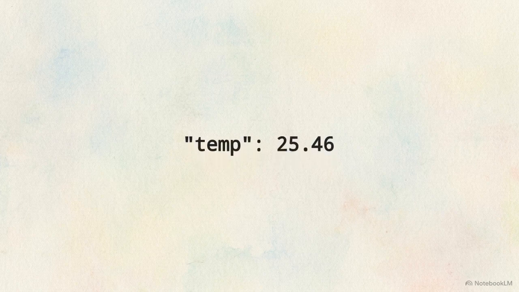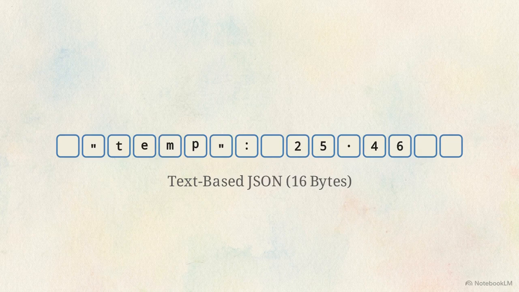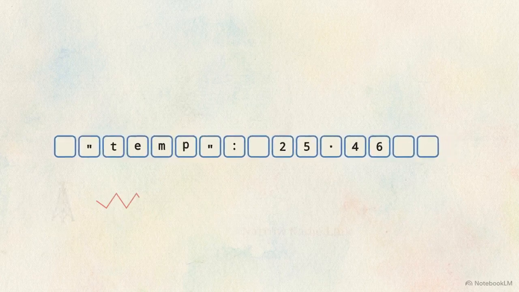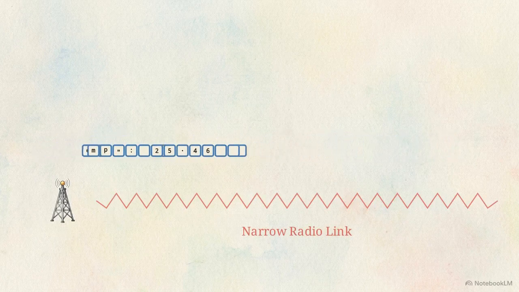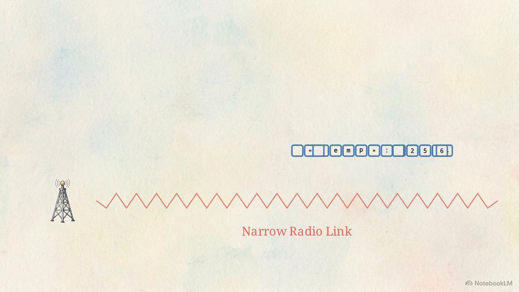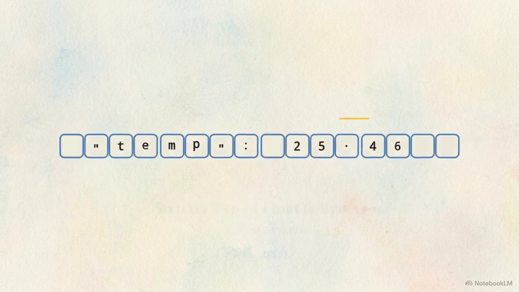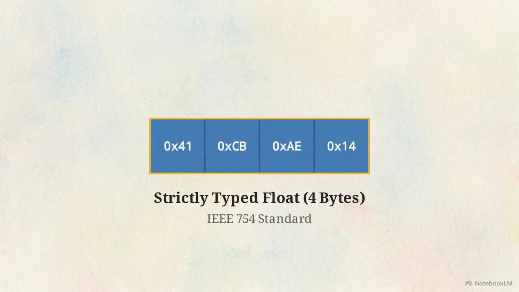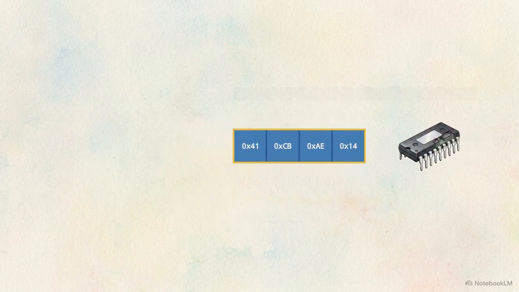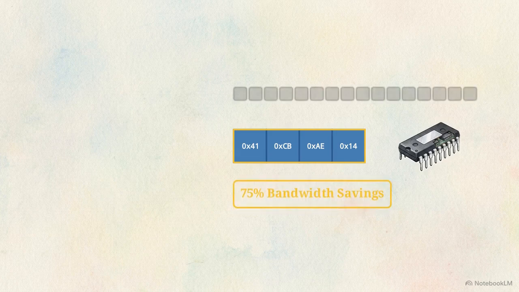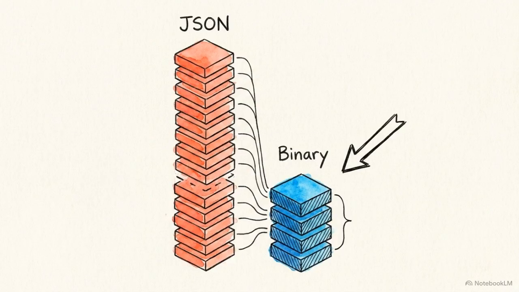Look at this diagram showing a standard text-based JSON format. Transmitting the string temp:25.46 requires formatting it into 16 individual bytes of text data. Pushing 16 bytes over a narrow radio link consumes precious physical energy and delays other subsystems. By abandoning text, we declare this exact temperature reading as a strictly typed floating point variable, occupying exactly 4 bytes of physical memory. Transmitting those 4 raw structural bytes instead of a JSON string reduces our bandwidth consumption by 75%.